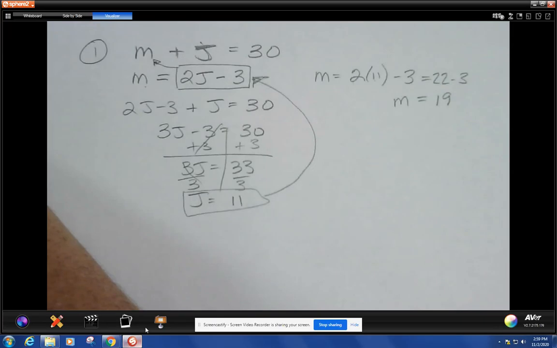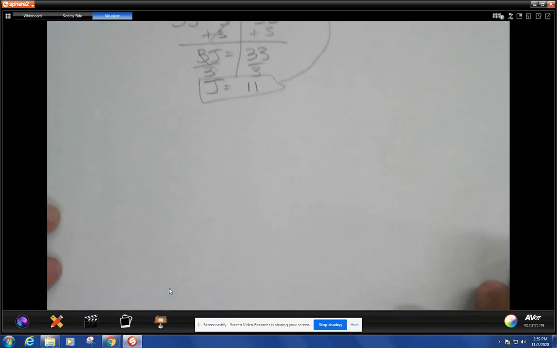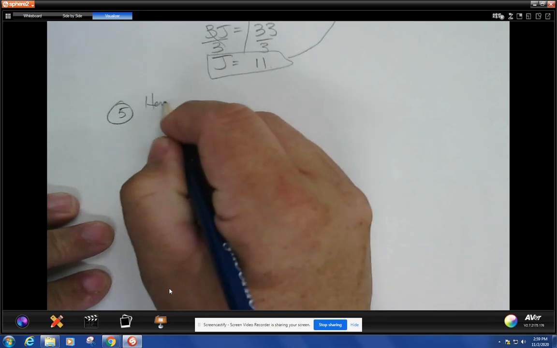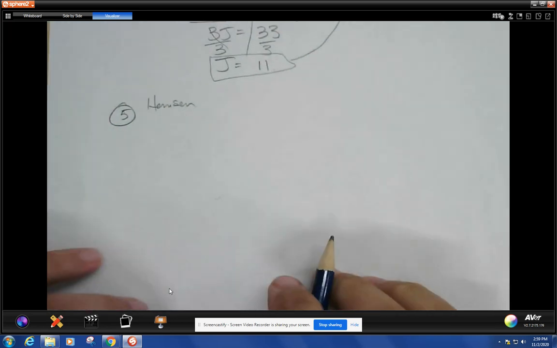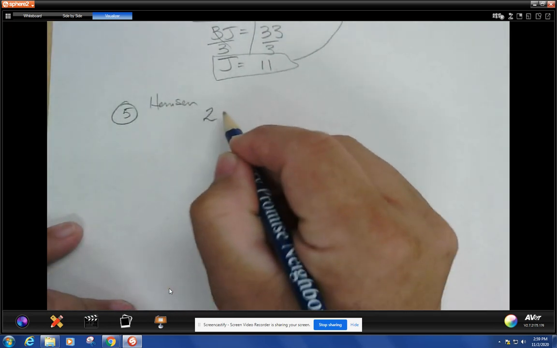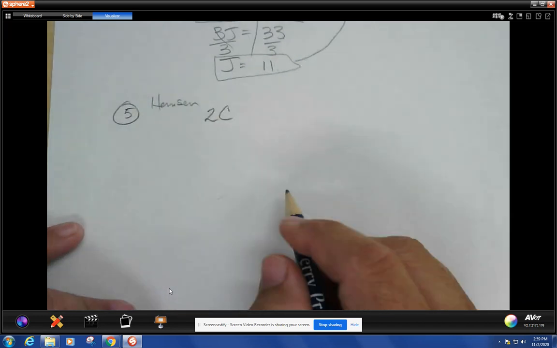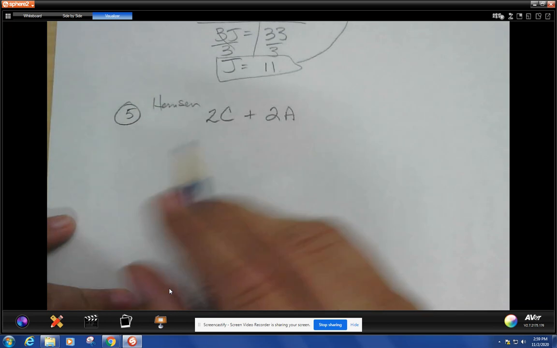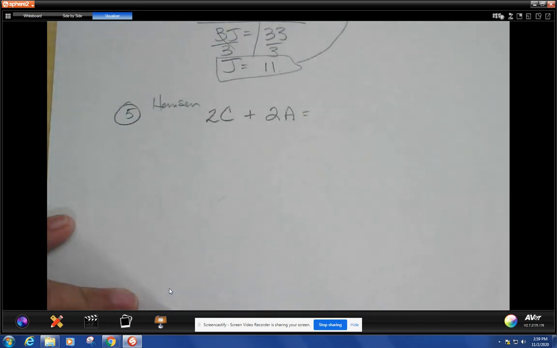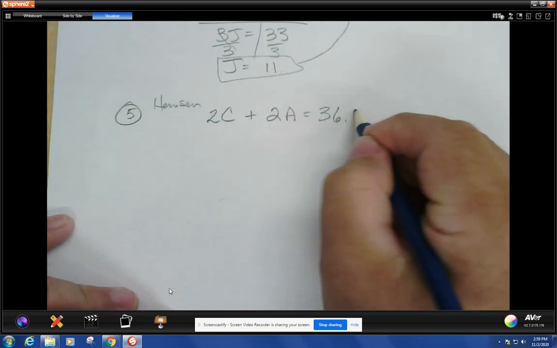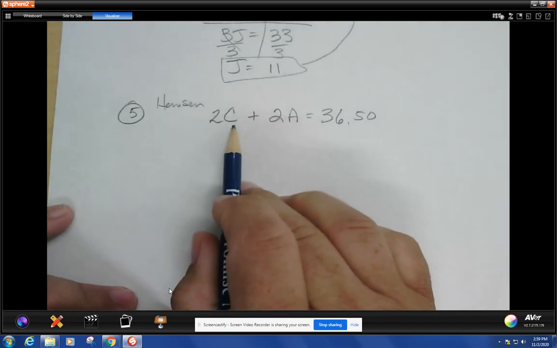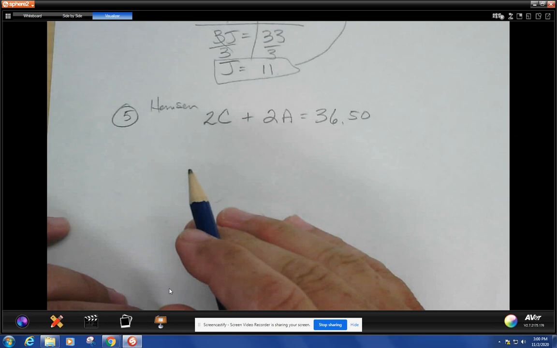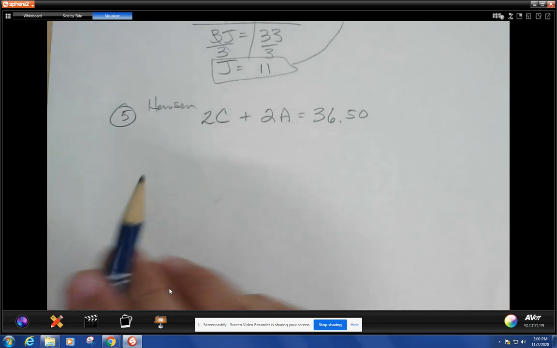Let's look at what that's going to look like. So we'll move down our page and we're going to call this number 5. And again, we're talking about the Hanson family. So the Hanson family had 2 children, we'll say 2C, plus 2A, 2 adults, right? And that equaled $36.50. So 2 child tickets, 2 adult tickets. We don't know how much they cost individually, but we don't really need to know yet. All we're doing now is just trying to set up our equation.